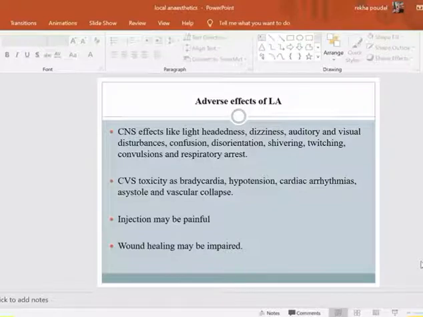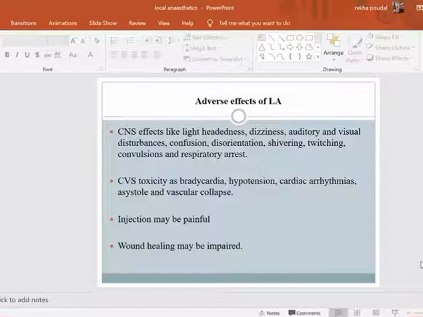Lignocaine local anesthetic injection is also very painful while injecting, and it also impairs wound healing because it may constrict the blood vessels so that there is no adequate blood flow to that area, or there may be decreased oxygen supply to that area, leading to delayed wound healing due to injection of local anesthetics.